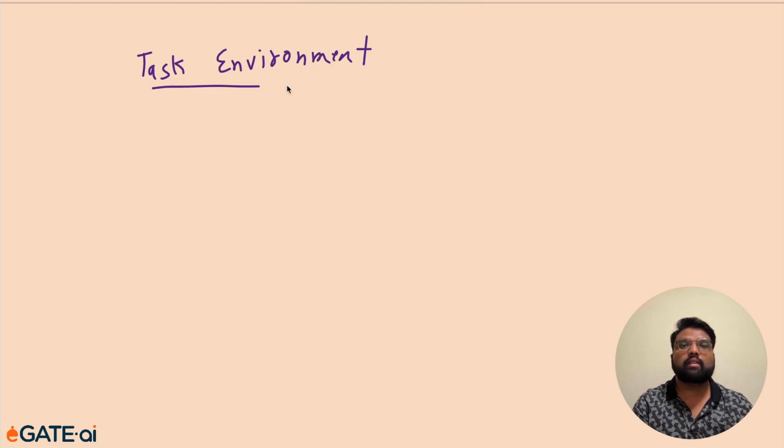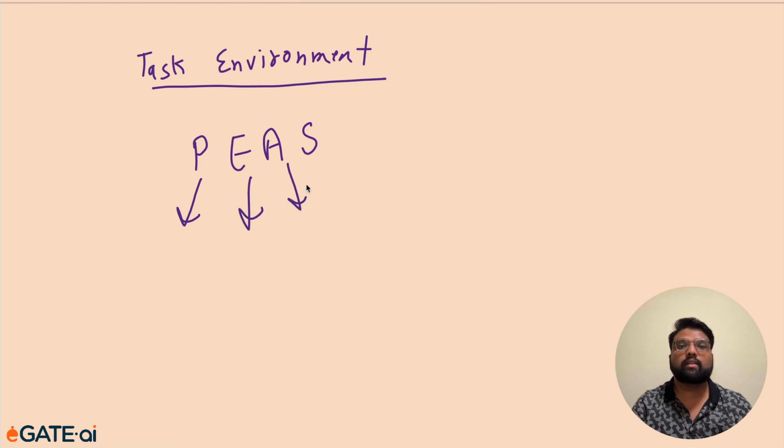Okay, so in acronym we can call it PEAS. This is performance measure, this is environment, this is actuators, and this is sensors. So for any given agent we have to define this PEAS property of the agent. To design any agent we have to first define what is the task environment for that agent.